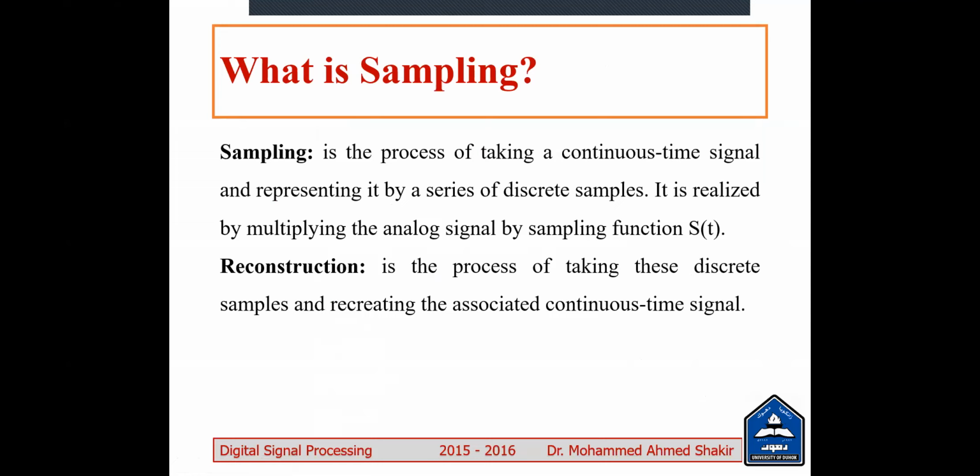Sampling is the process of taking a continuous time signal and representing it by a series of discrete samples. It is realized by what? Multiplying the analog signal or the input signal x of t by the sampling function s of t. Reconstruction is the process of passing the sampled signal through a low pass filter, taking these discrete samples and recreating the associated continuous time signal.